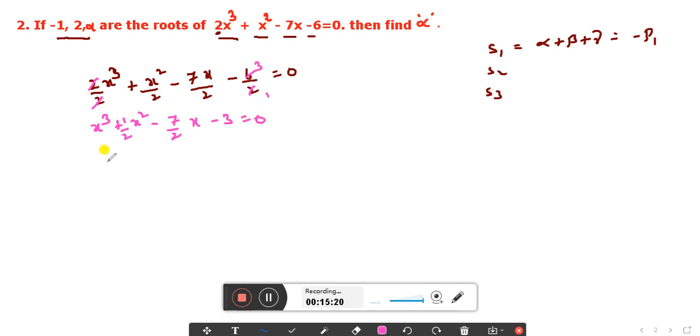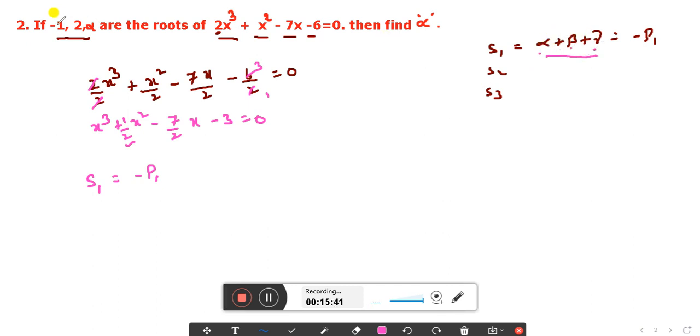We are getting this P1. P1 is what here? P1 actually equals to plus 1 by 2. So S1 equals to minus P1. S1 is nothing but sum of the zeros. These are the sum of the zeros, beta, gamma, alpha.